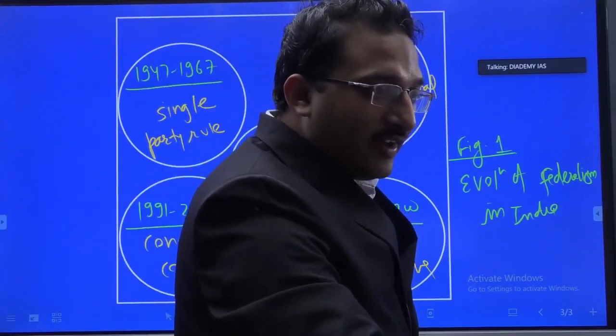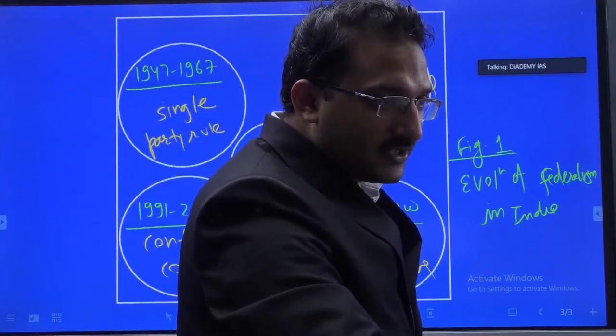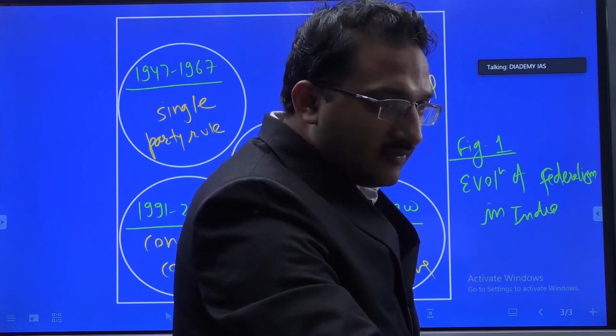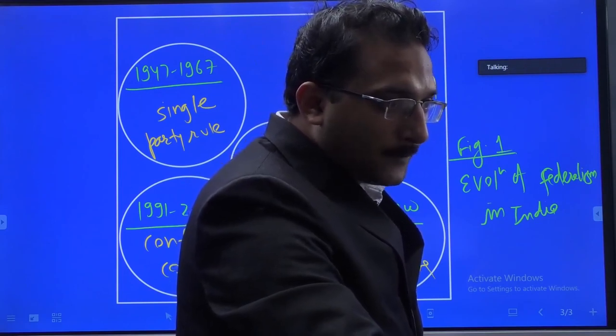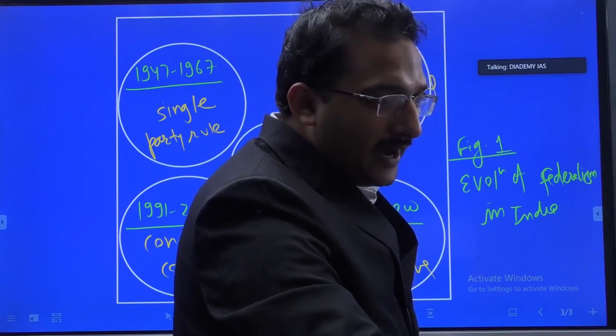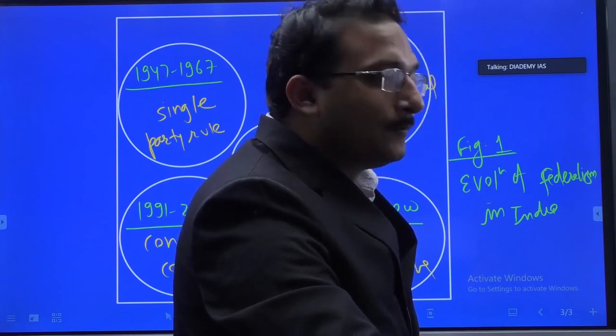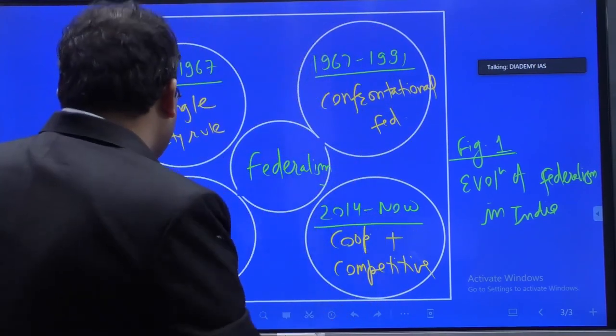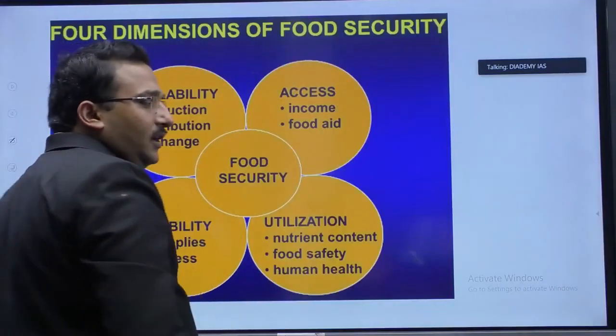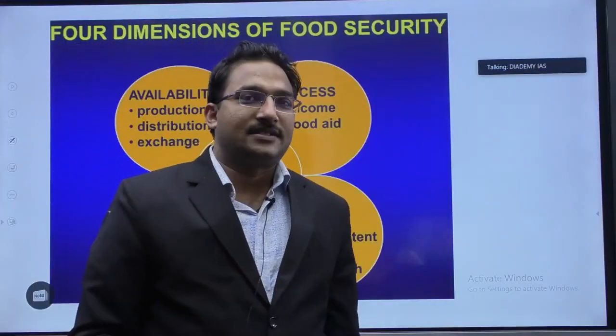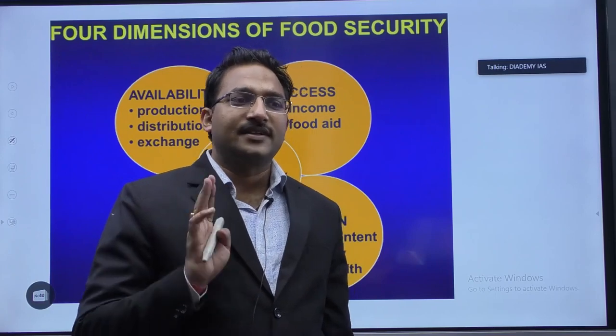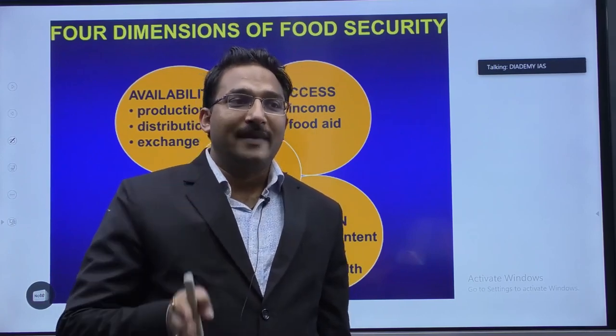Phases of population growth, very good. Inclusive growth, left-wing extremism, SDG, yes, we can use it, absolutely. Now you have a very good idea about where we can use it, right? Wonderful. Are you learning something, everyone? See, try to implement this. Whatever we are discussing right now, try to implement this.